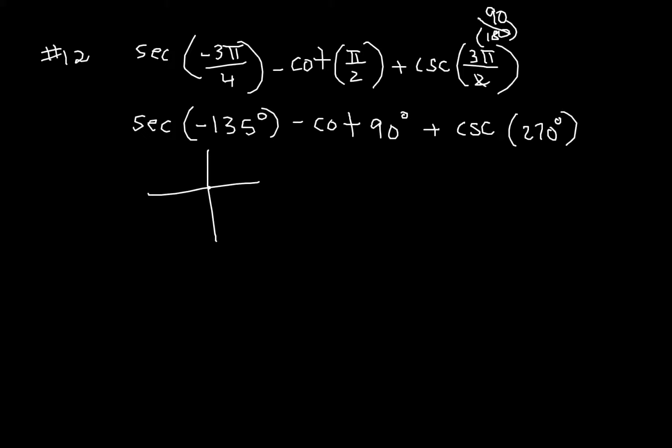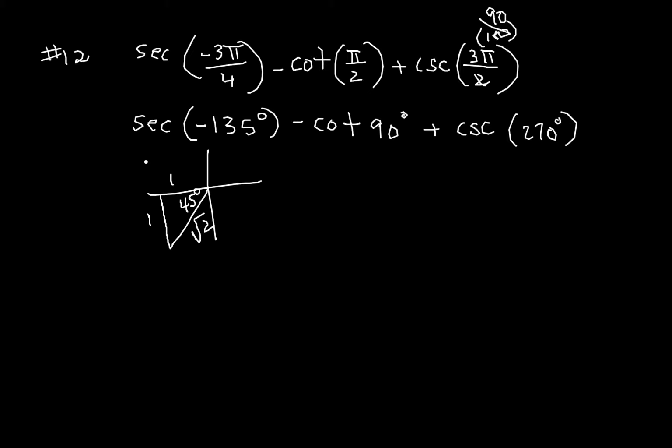So this is negative 135 degrees, so it's going to be here. It's not going to be there. Yes, it is going to be there. No, it isn't going to be there. So it's going to be over here. So this is going to end up being 45 degrees. And we can put our 1, 1, square root of 2 on there.